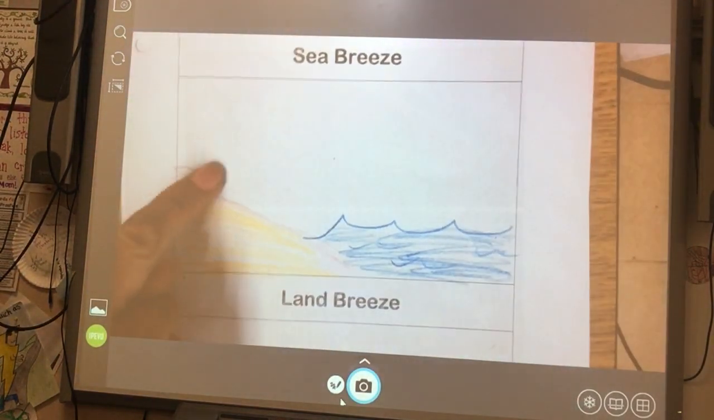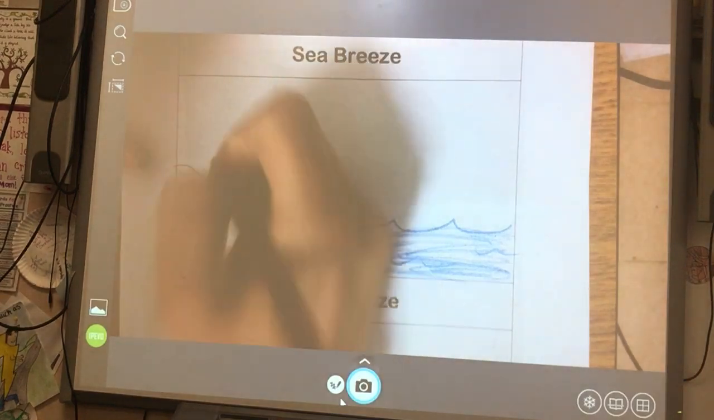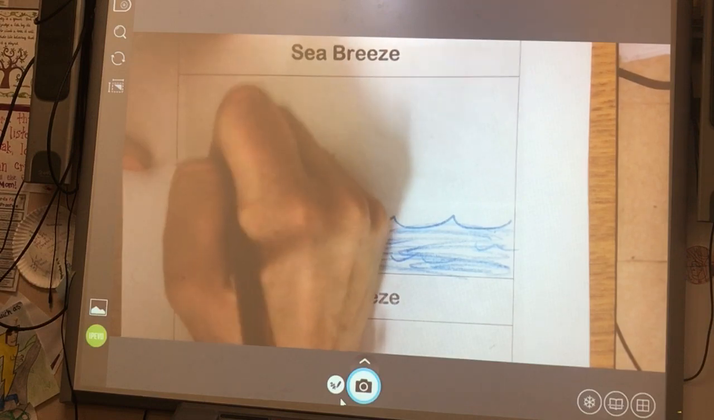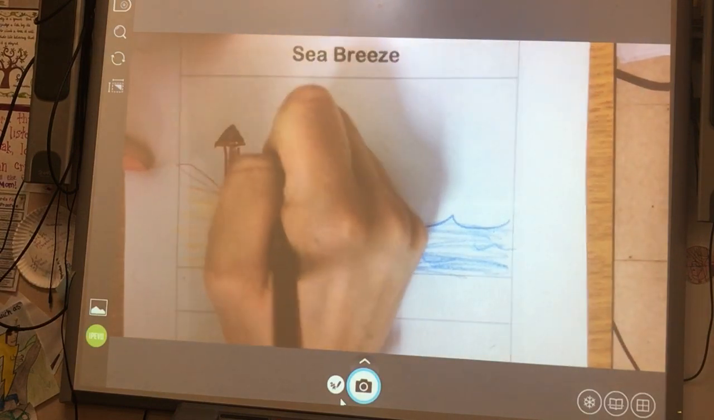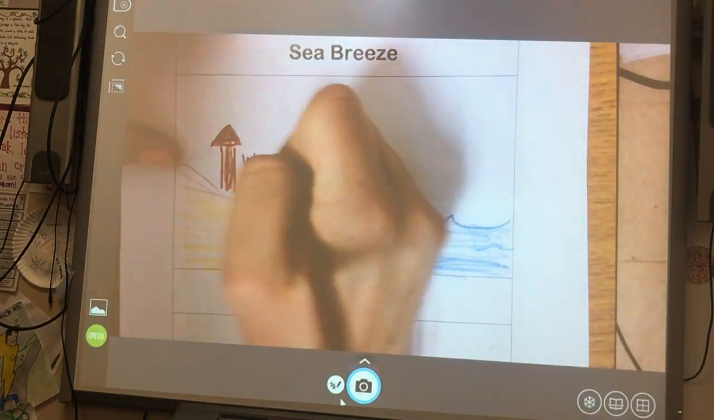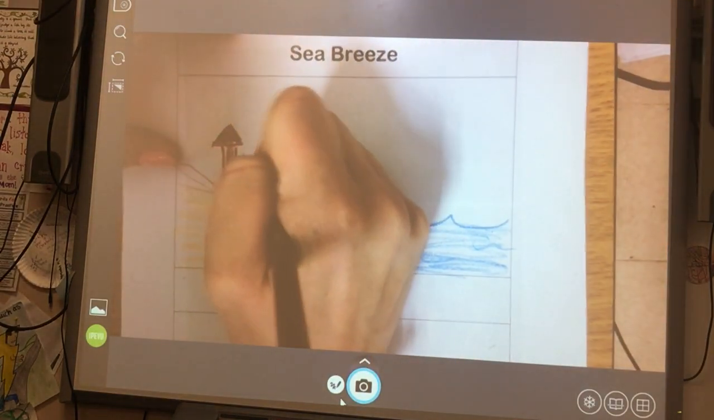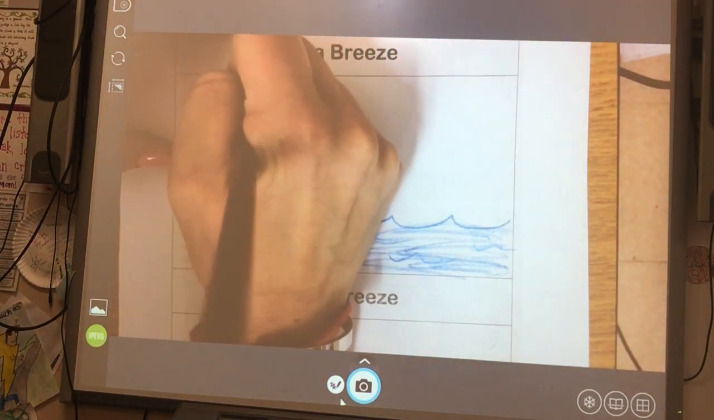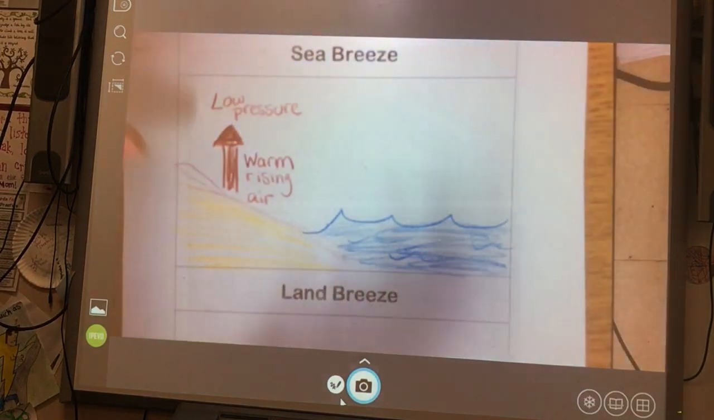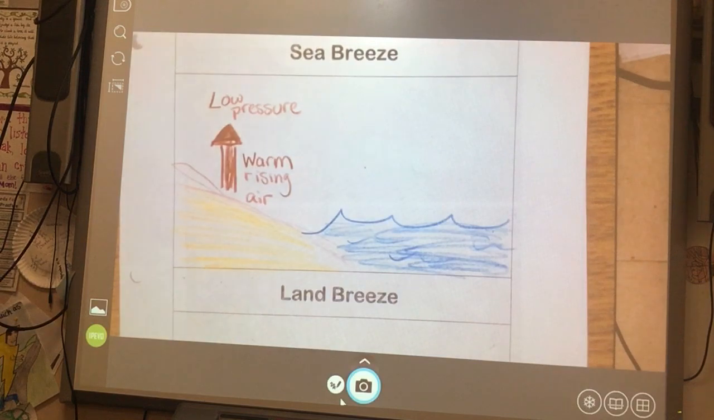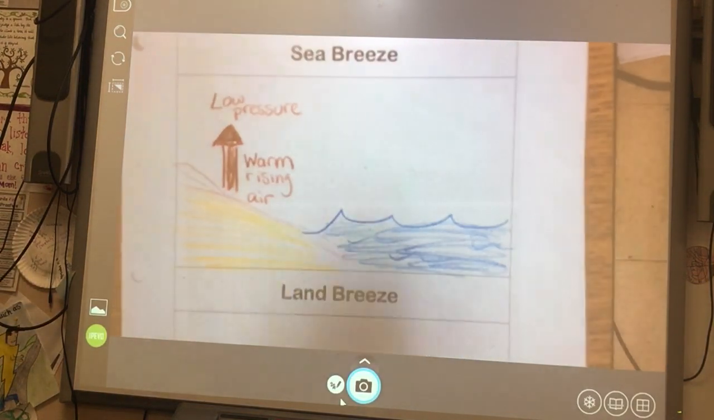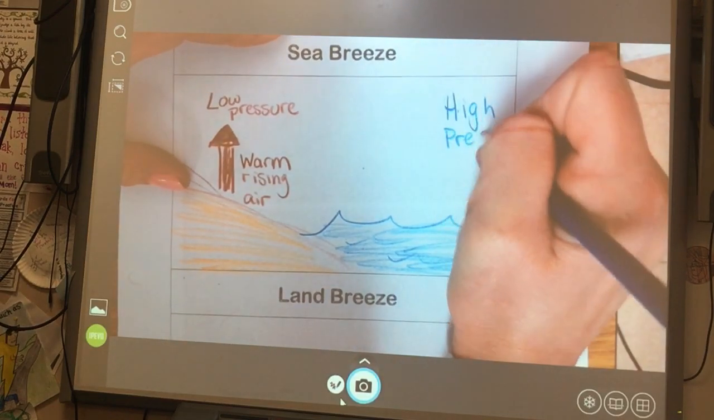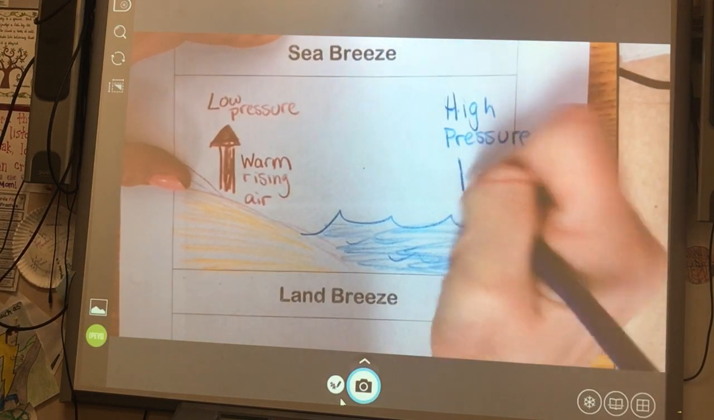Now, the air above the land is warmer. And warm air rises, cold air sinks. So we're going to put warm, rising air creates low pressure. Okay? Now, remember, wind will flow from high to low. So we have high pressure over here because of the cool sinking air.